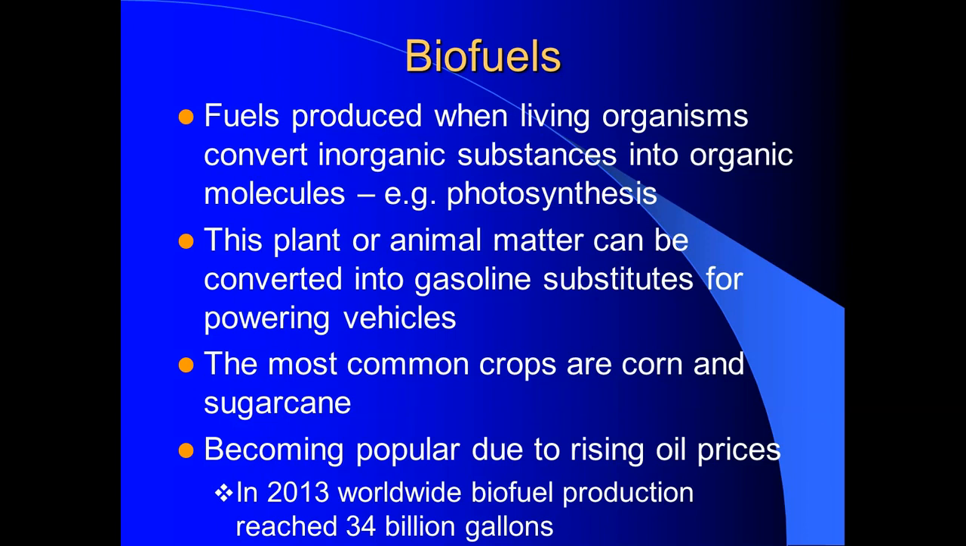So we generally harvest plants, but we can take animal fats and use them to convert these to these biofuels as well. The two most common crops to do this, corn is number one. By far, corn is the most widely used biofuel. And if you've ever heard of ethanol, guys, ethanol is a biofuel that's produced through corn. And sugarcane is the other one.